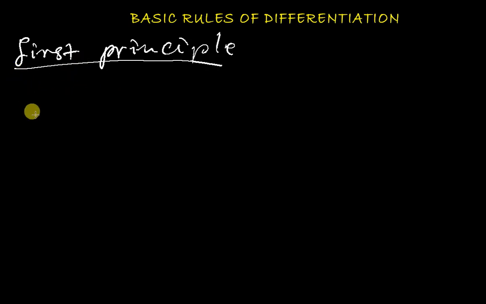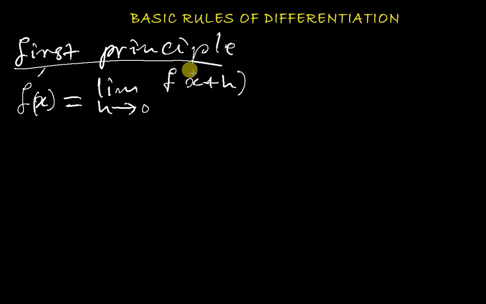So let's look at the first principle. The definition of the first principle is simply f prime of x, which is the same as dy dx if the equation is in terms of x. This is given by finding the limit as h approaches 0 of f of x plus h, minus f of x, then everything divided by h. So when you find any question where you've been taught to use the first principle, this is what you're supposed to use.